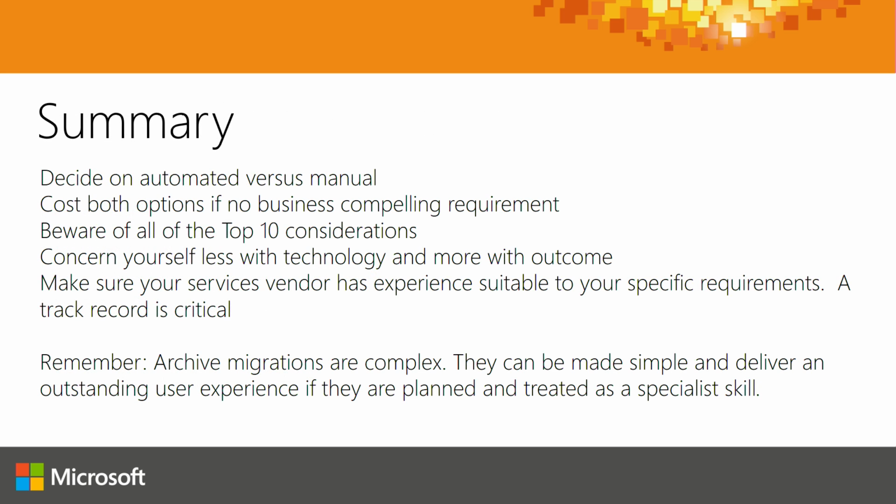Okay, really important. So, in summary, automated versus manual is the first thing you need to think about. Once you've made that decision, if you know you're going automated, you've got another 10 things to think about. Compare the costs, work out what's compelling, what do you have to do, are there ways that you can reduce the amount of data based on your organizational requirements. Think about these things, concern yourself less with product, more with outcome, and make sure that whoever you're selecting has experience in this. And when I say experience, I mean real-world experience, okay?